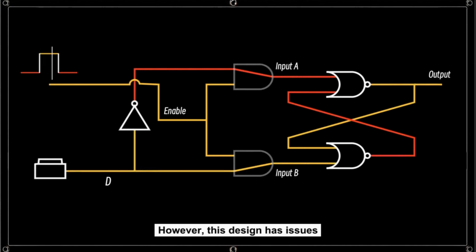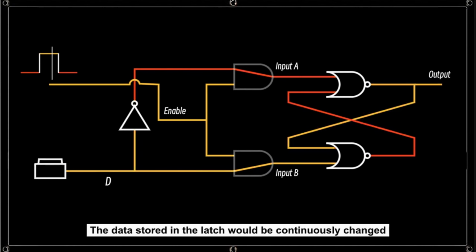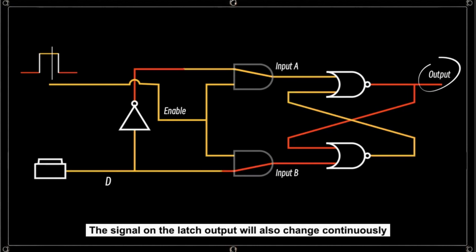However, this design has issues. Our D latch allows writing as long as the enable is high voltage. So, what if someone extraordinary comes along? Within one clock cycle, tap, tap, tap, tap, tap, continuously presses the button several times. The data stored in the latch would be continuously changed. The signal on the latch output will also change continuously.